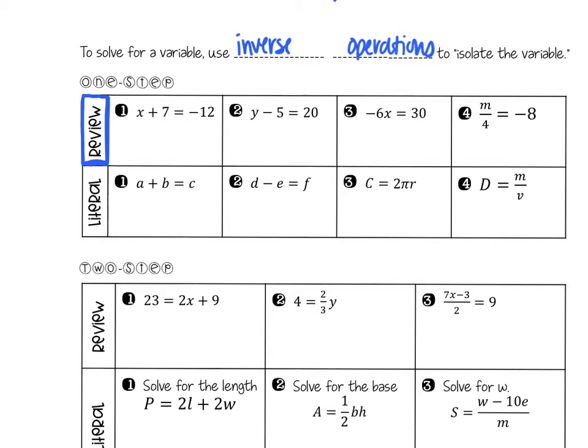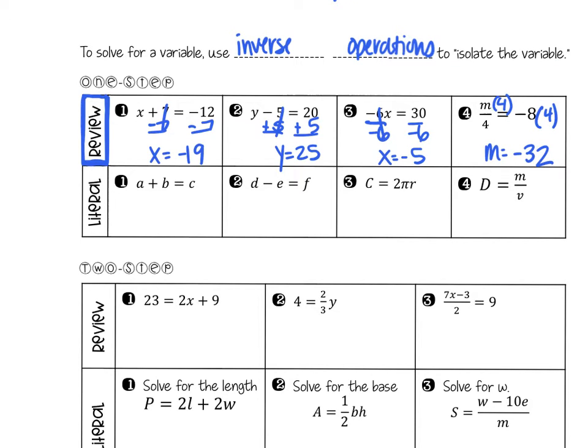So I want you to pause on your end, do this review part on the top here, okay? So 1 through 4 there, and then we'll work through the literal on the bottom, 1 through 4 together, okay? So pause, work those out, and then check your answers. Okay, hopefully you're checking now, and that those are the answers you should have got for each of those.